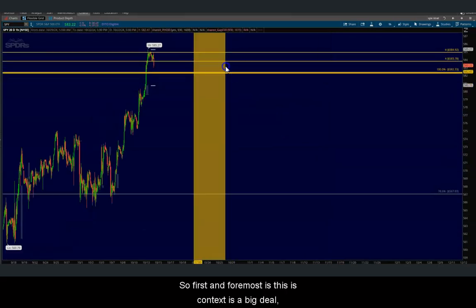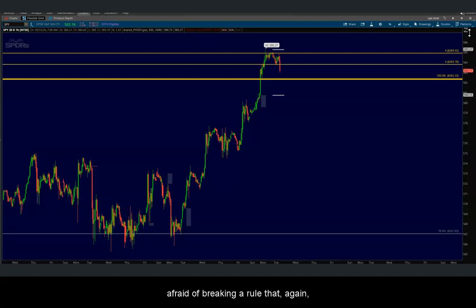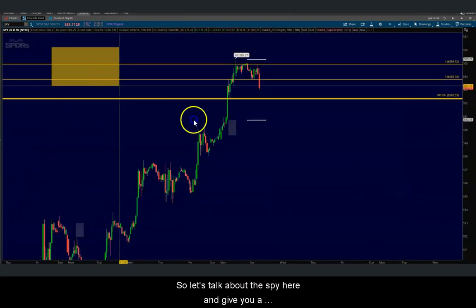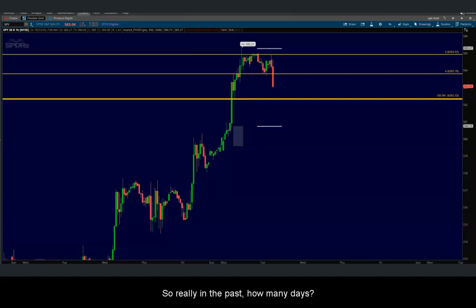Okay. So first and foremost is this is context is a big deal. Okay. Context matters. And this is where, in my personal view, a lot of traders that read books are tied to systems and rules, and they're too afraid to venture outside of those rules or to think freely, basically handcuff themselves because they're afraid of breaking a rule that, again, they shouldn't be afraid of breaking. Okay. So let's talk about the SPY here and give you a contextual view of what's going on. Okay. So really in the past, how many days, this is from Friday.